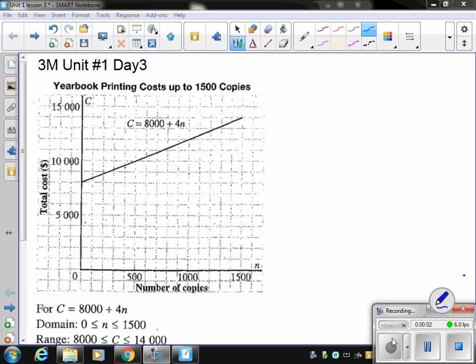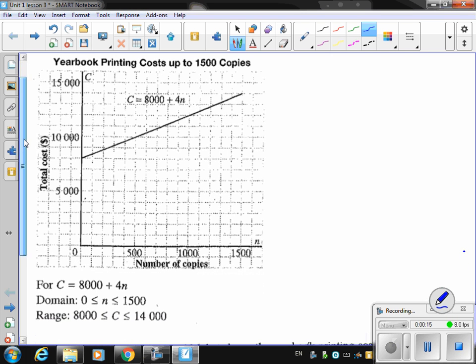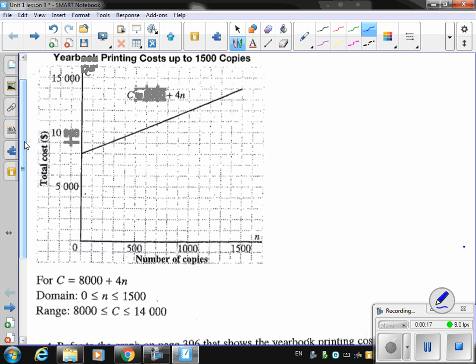Lesson 3, and we're on day 3 of the first unit, and we're going to look at a number of graphs first before we summarize. So the first one, not to insult your intelligence, but it is a line. So we have a line from grade 9 where we have the equation given to you, and they also put that on the graph, which is a good strategy.